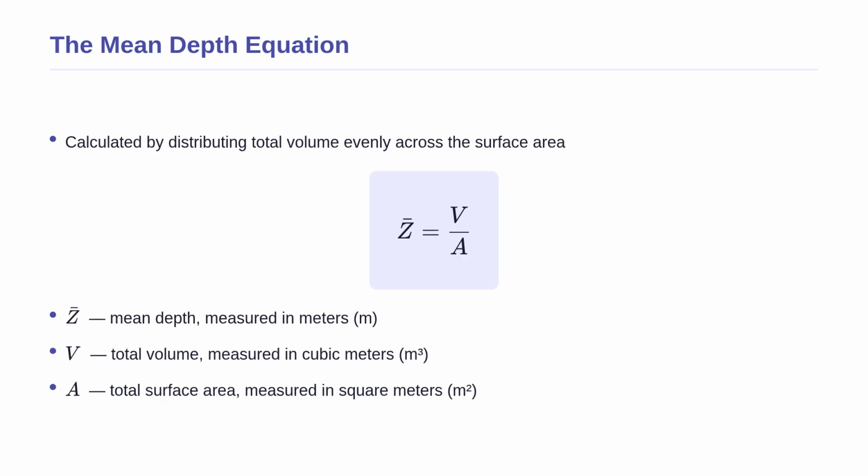The variable V stands for the total volume of the lake in cubic meters, and A represents the total surface area in square meters. Physically, if the volume increases while the area stays the same, the mean depth increases. But if the area increases for a given volume, the water spreads out more, and the mean depth decreases.